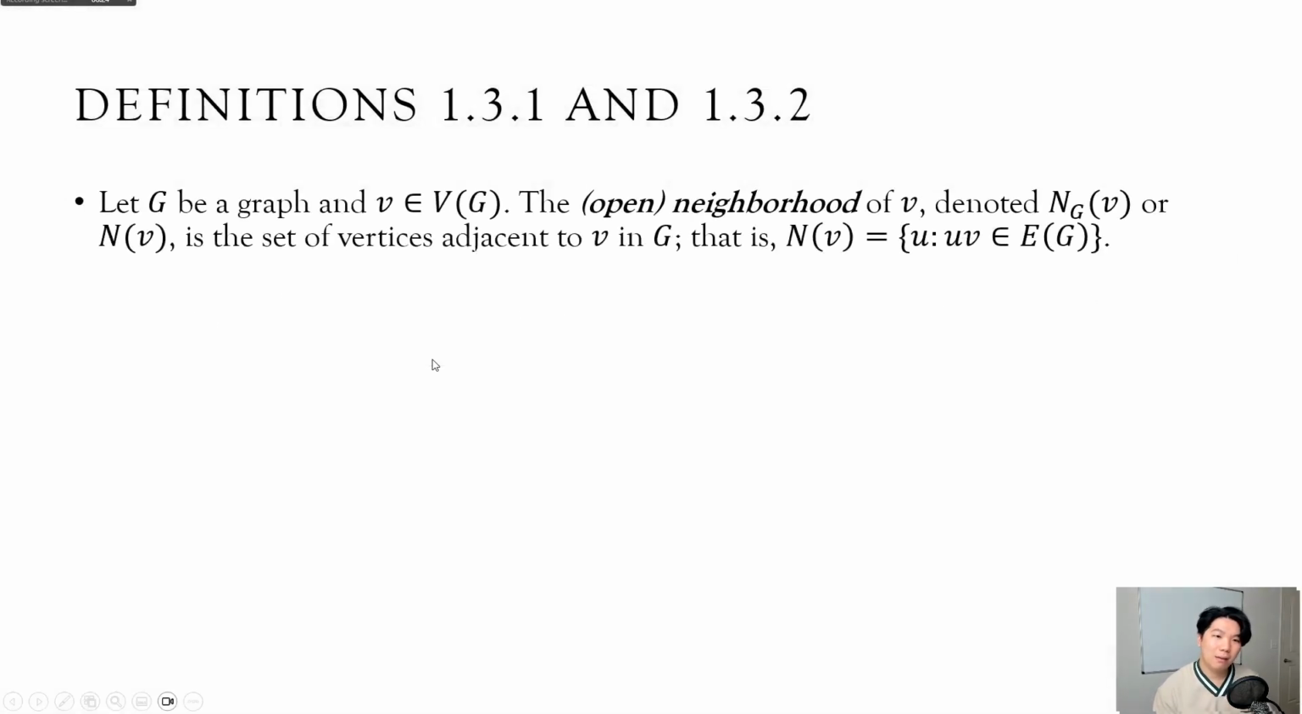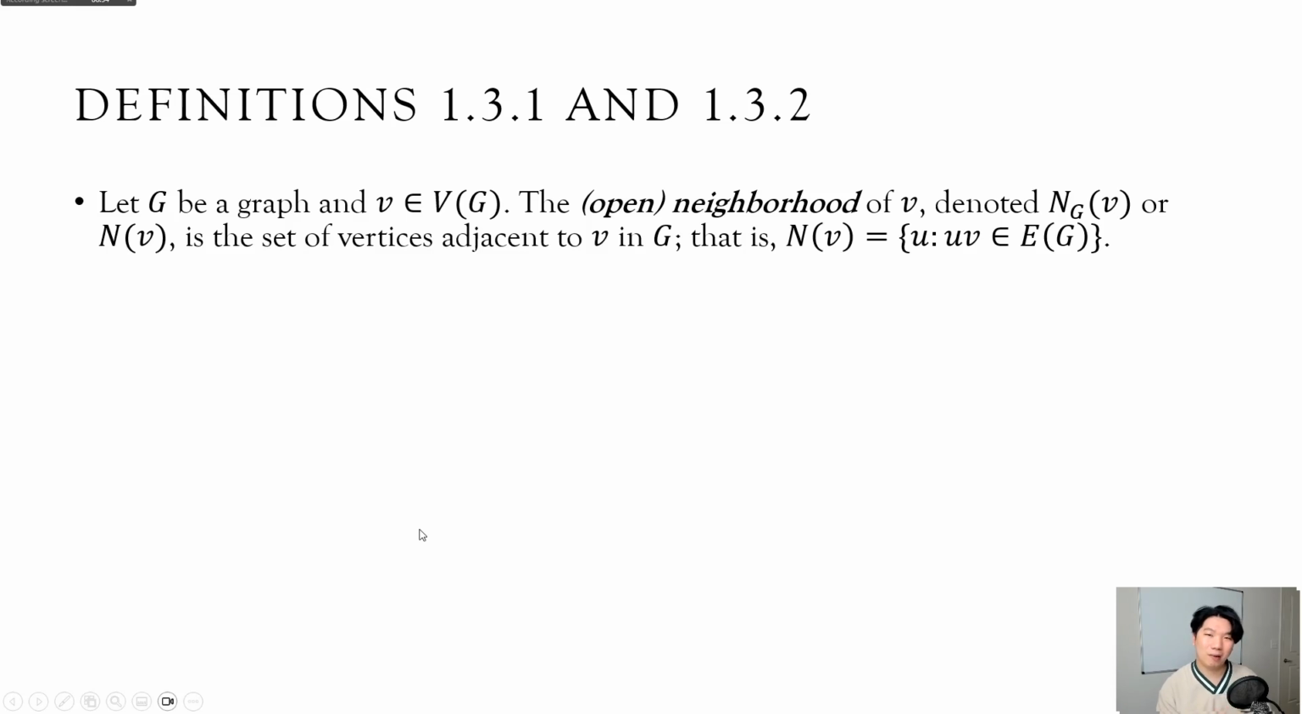So to start us off, let's go ahead and start with a definition. Actually, two definitions I have here. First one is, let's talk about the open neighborhood of a vertex. So recall from our previous lectures, we talked about what it meant for two vertices to be neighbors. Well, whenever I talk about the open neighborhood of some vertex v, I'm going to denote this with an N sub G of v, or just N of v.